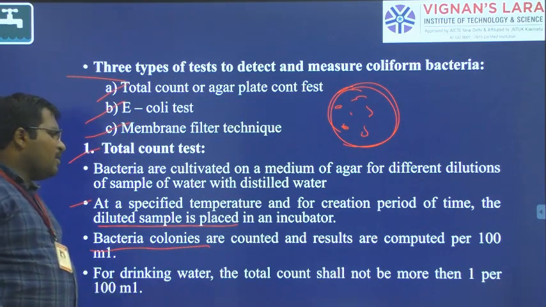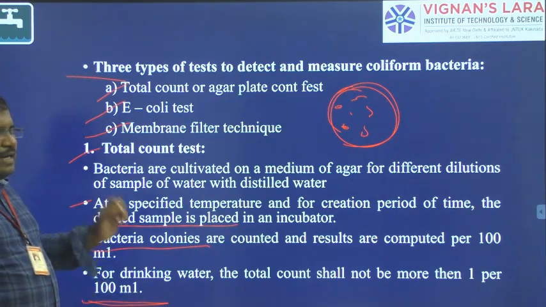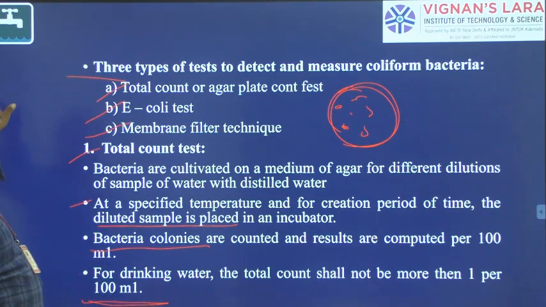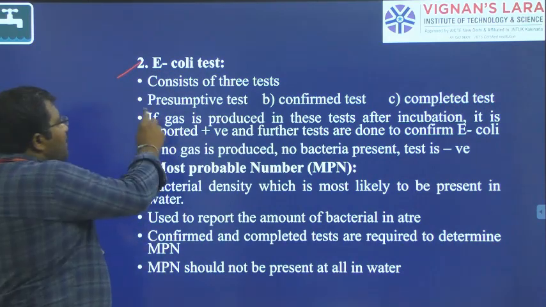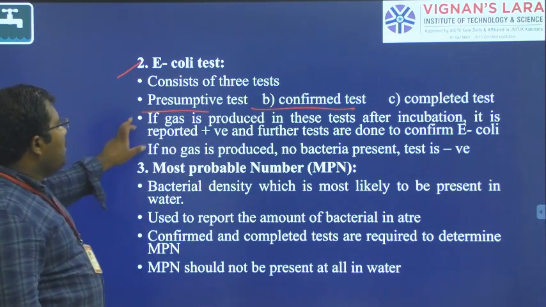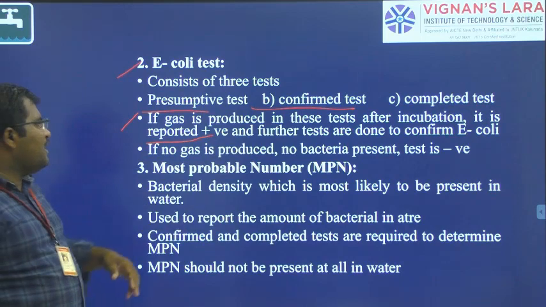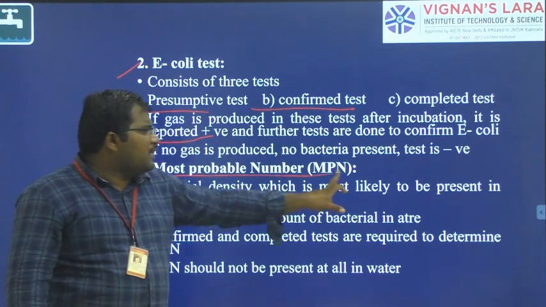Okay, so for drinking water, the total count should not be more than 1 per 100 ml. Okay. Next, E. coli test. It is going to consist of 3 tests, that is presumptive, confirmative, and completed. If gas is produced, that is called a positive test. If the gas is not there, that is negative. Right. So third one is the most probable number, that is MPN test.